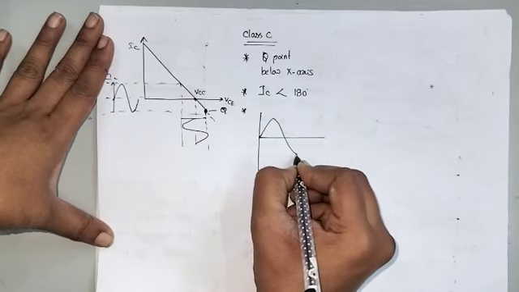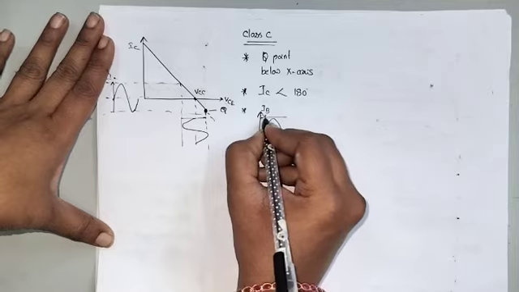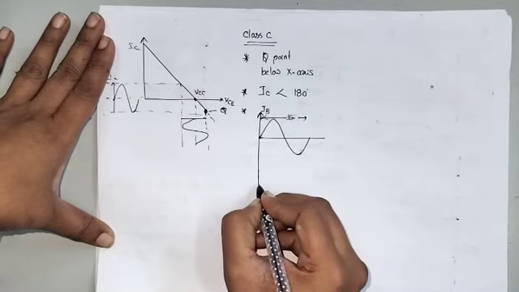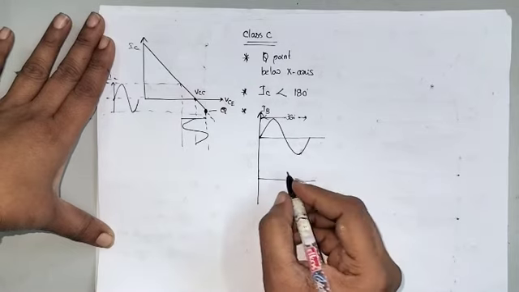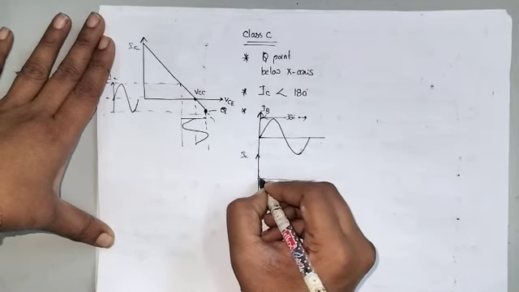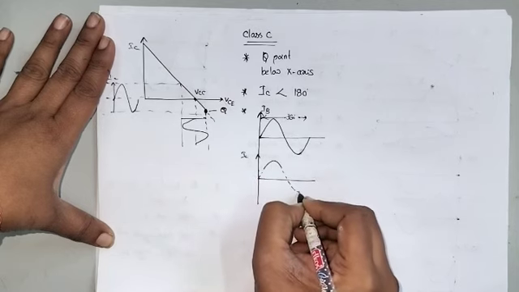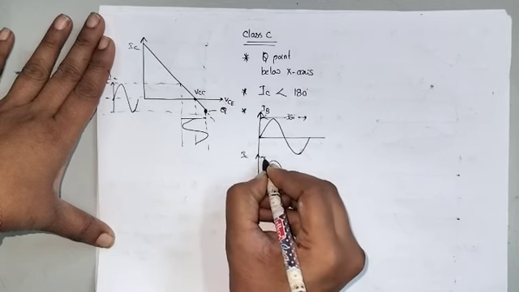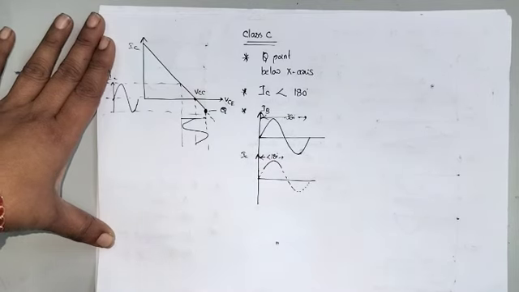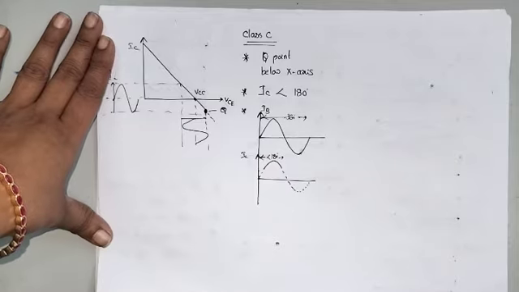For this, the waveforms are: this is the IB input current, full cycle 360 degrees, and the output current IC flows for less than 180 degrees. So this is the waveform for IC.